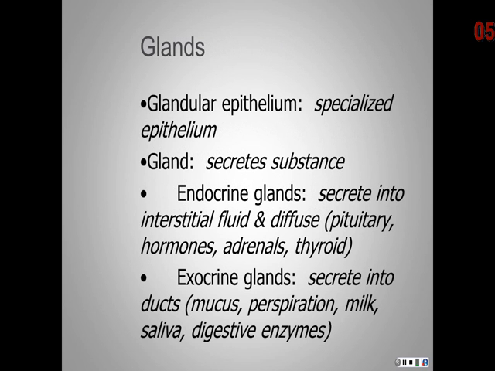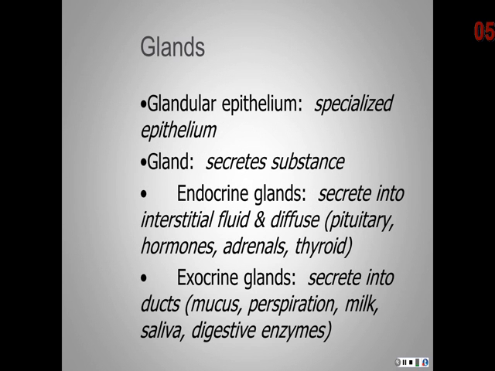Glands are made of a specialized epithelium called glandular epithelium. These secrete a substance. We have two types of glands, exocrine and endocrine. Exocrine glands secrete their products into ducts or tubes to be delivered to a specific location. These include things like sweat glands and saliva.